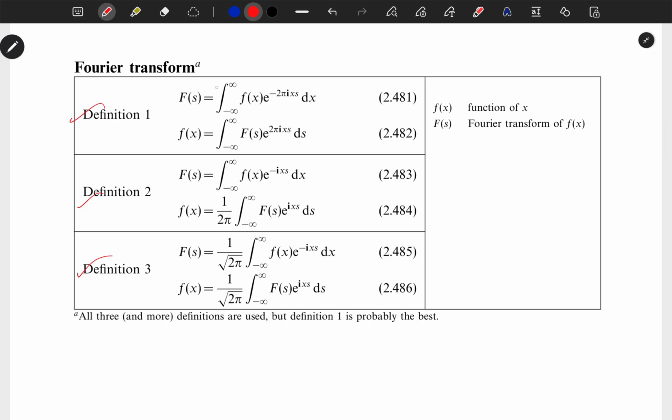Fourier transform: we can use any of these three different definitions. In the first, we don't have a coefficient at the beginning, rather we have added 2 pi in the power. So if this is the Fourier transform, this is the inverse Fourier transform. If we add 1 here, we have to put 1 by 2 pi. If we put 1 by root 2 pi, we have to put 1 by root 2 pi here as well.